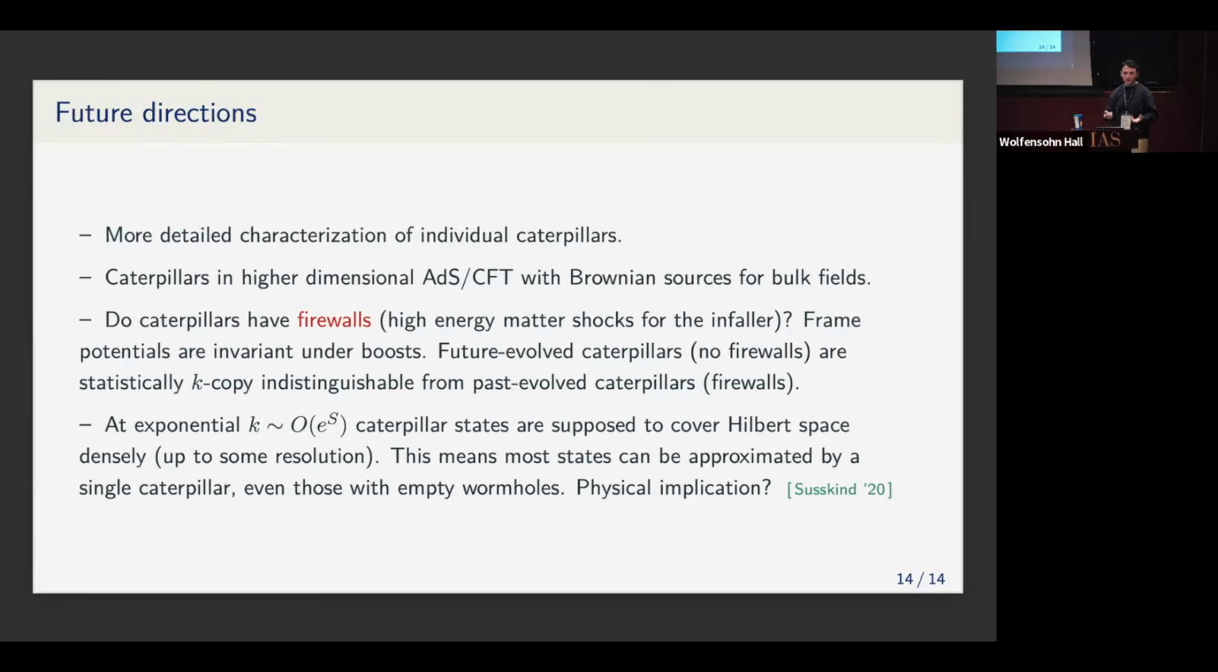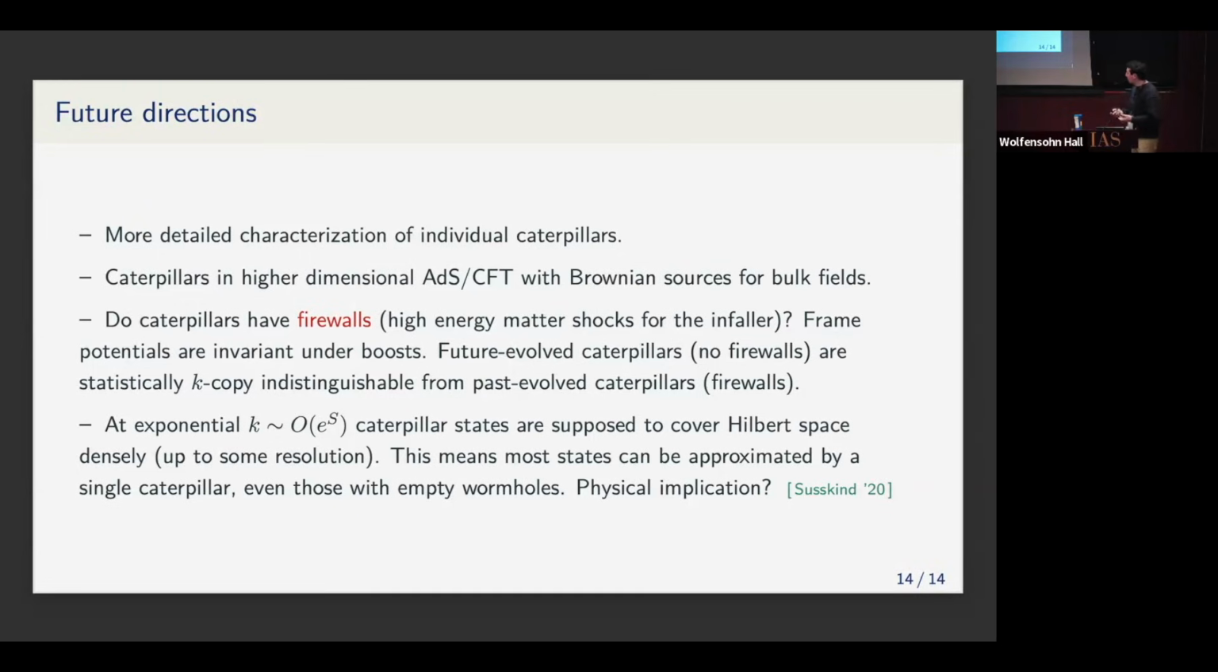So this means that they are invariant under external boosts. So future evolved caterpillars, which probably do not have this class of firewalls because all of the matter would have already fallen into the black hole interior, have the same frame potentials as the past evolved caterpillars, which probably do have firewalls because the matter in the interior is highly boosted with respect to the external observer. So this means that at least in principle, we can provide ensembles of states which have firewalls and other ensembles of states which do not have firewalls, which are k-copy statistically indistinguishable from each other.